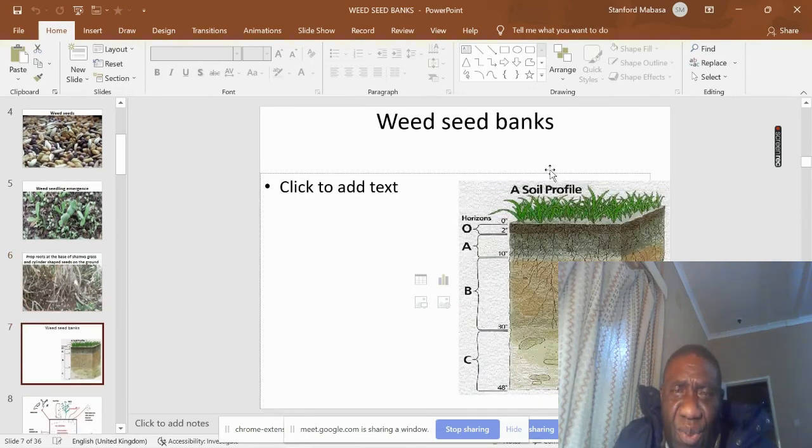If I can show you the soil profile, probably O up to A may constitute the soil profile which is referred to as the seed bank. Below this, which could be B, probably there are no weed seeds.